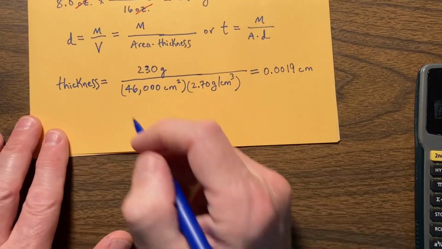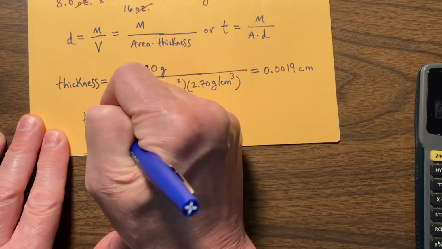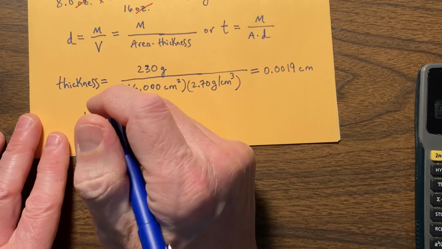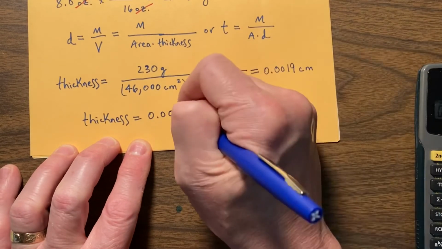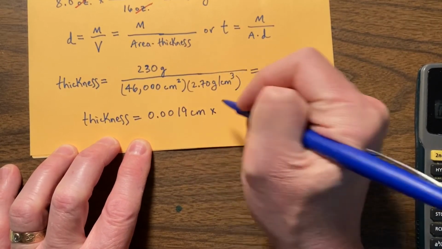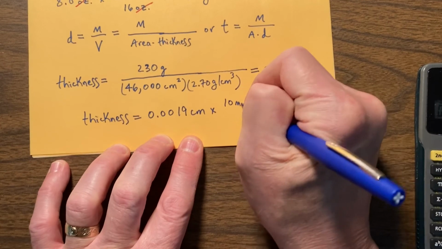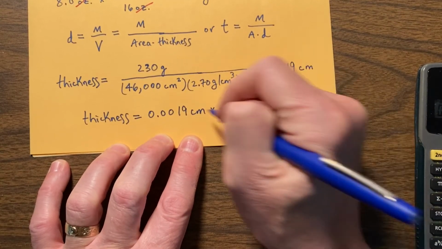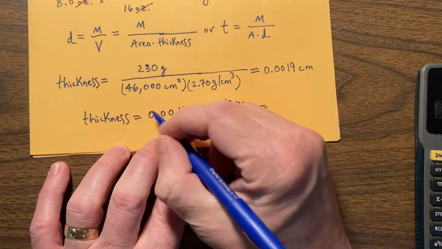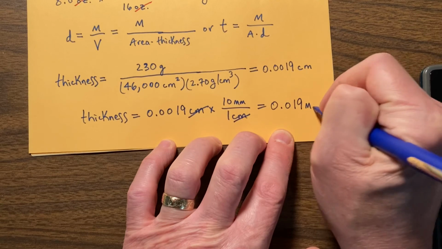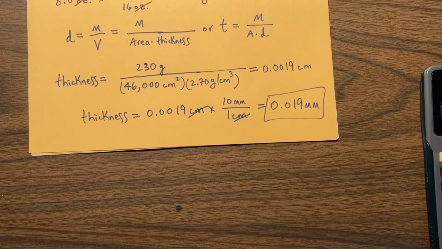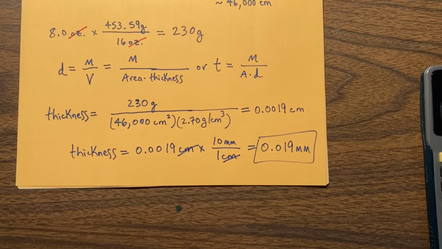centimeters. And I have to convert that to millimeters. The original question was, what's the thickness of the foil in millimeters? So take my thickness in centimeters, and I know there are 10 millimeters in every centimeter. Just look at a ruler and you'll see that. So it's actually just move the decimal 1 to the right, and my final answer is 0.019 millimeters. That is a somewhat challenging problem. So if you can do that, you can pretty much do any unit conversion problem in this course.